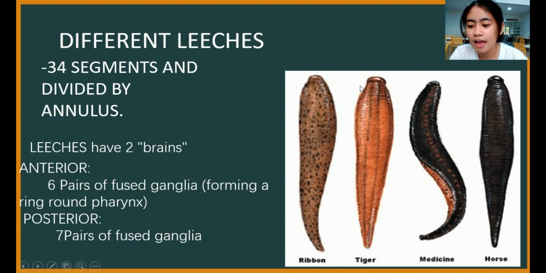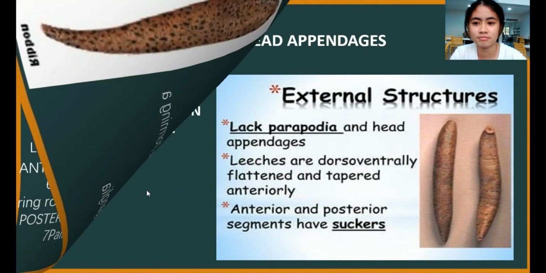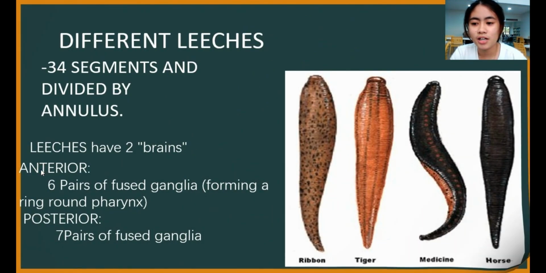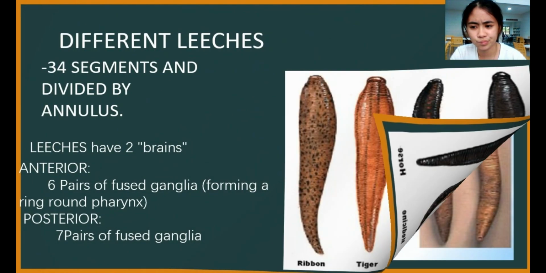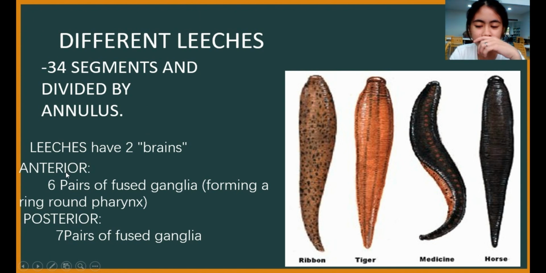Each of these leeches has 34 segments divided by annulus. Leeches have two brains, based on the reference book, located in the anterior and also posterior. In the anterior part, they have pairs of fused ganglia forming a ring around the pharynx. The posterior part is 7 pairs of fused ganglia.